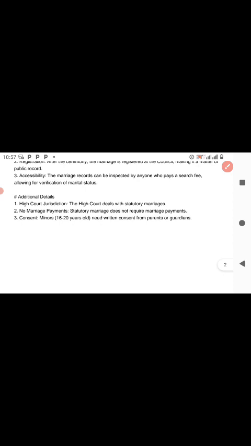And last but not least, here you need to talk about the court jurisdiction. Which court deals with statutory marriage? So in your exam, the court that deals with statutory marriage is the High Court. So the High Court deals with statutory marriages. We'll talk about customary marriages as well, but for the statutory marriages, the civil marriages, the High Court is the court that deals with them. So you can see it is a very serious marriage where issues or disputes will be sorted out in the High Court.